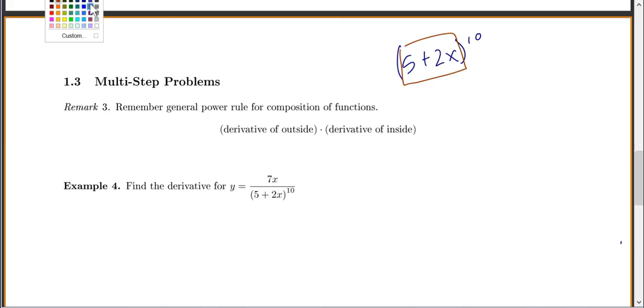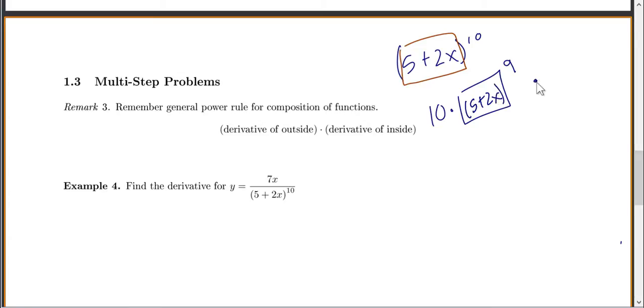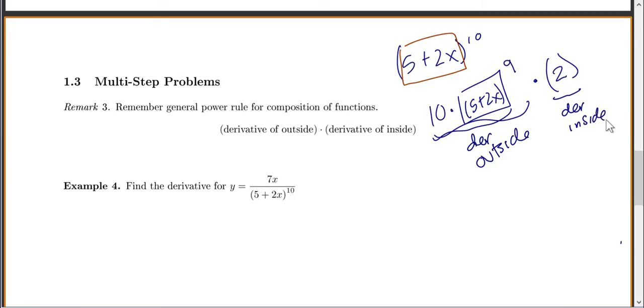And so in this case, if you had this situation, you would bring down the 10, keep everything in the box the same, and drop your power by 1. So everything in the box is 5 plus 2x. Times, and then derivative of what's inside the box. 5 plus 2x, that derivative would be 2. So if you don't remember this, go back and look at section 1.6, when we learned about the general power rule. So this, from here to here, is the derivative of the outside. And this is our derivative of the inside. So that's just a quick reminder of what our general power rule does.